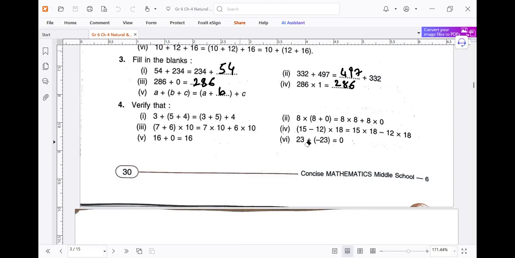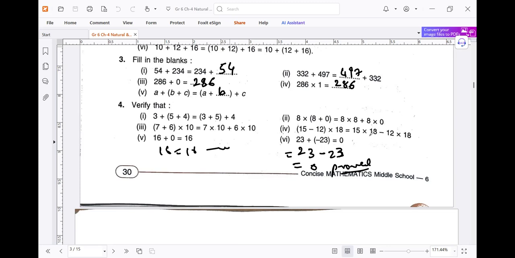You have to see this is 23. What do you do? Open the bracket and then show here: 23 minus 23, which is equal to 0. So you say, proved, or write verified. 16 plus 0 is equal to 16 is equal to 16. Verified.